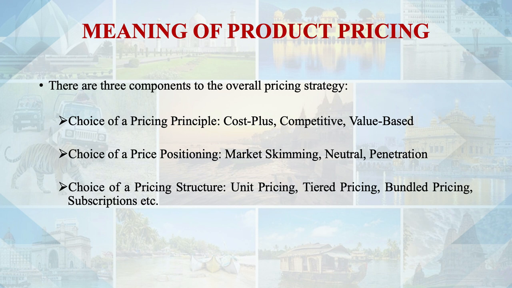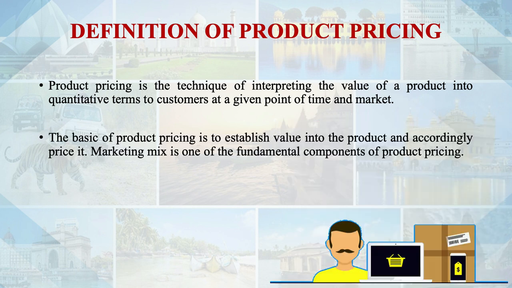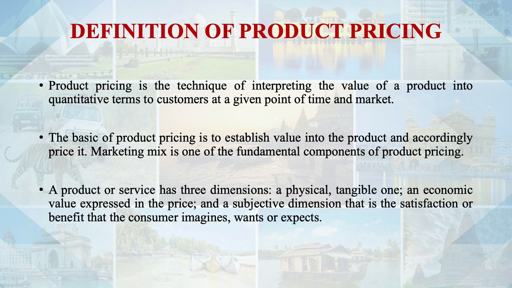Let us now talk about the definition of product pricing. Product pricing is the technique of interpreting the value of a product into quantitative terms for customers at a given point of time and market. The basic idea of product pricing is to establish value in the product and accordingly price it in the market. Marketing mix is one of the fundamental components of product pricing. A product or service has three dimensions. The first is a physical one, then the second one is tangible and economic value, which is expressed in the price, and the third is the subjective dimension, that is the satisfaction or benefit that a customer imagines, wants or expects from the product.